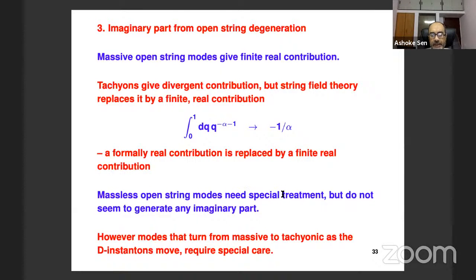Massless open string modes need special treatment, but this has been reasonably well understood by now, and they also do not seem to generate any imaginary part. So the modes that are problematic are the modes that turn from massive to tachyonic as the D-instantons move, and these require special care. Okay, and I'll try to explain how this happens.